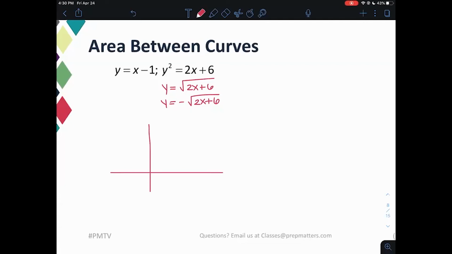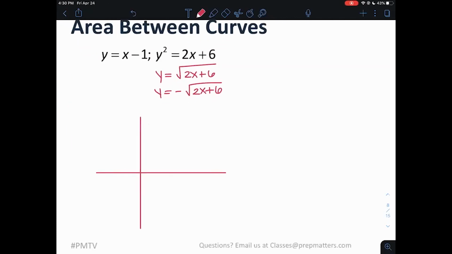And if we start graphing this, we are going to have the square root of 2x plus 6. So something that looks like this, and the negative square root of 2x plus 6. That y squared function, that's a horizontal parabola. And then we also have our linear function, y equals x minus 1. So let's say that looks like this.